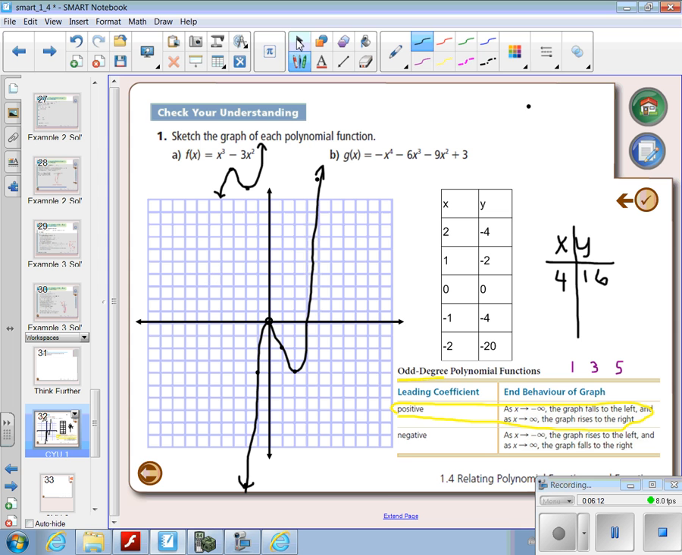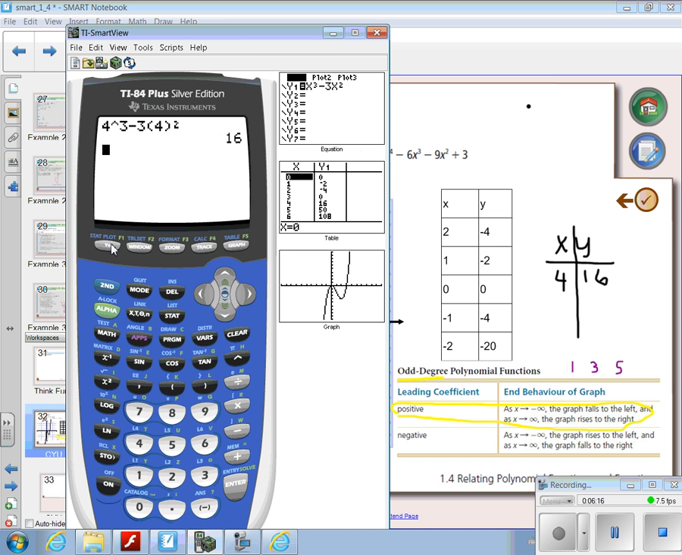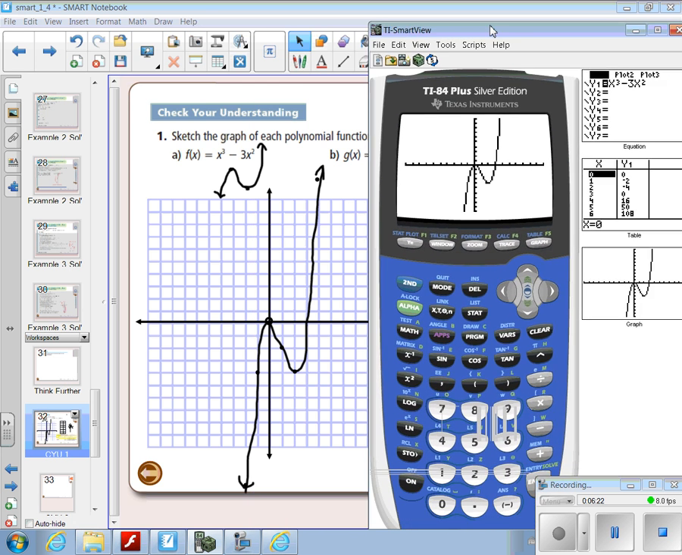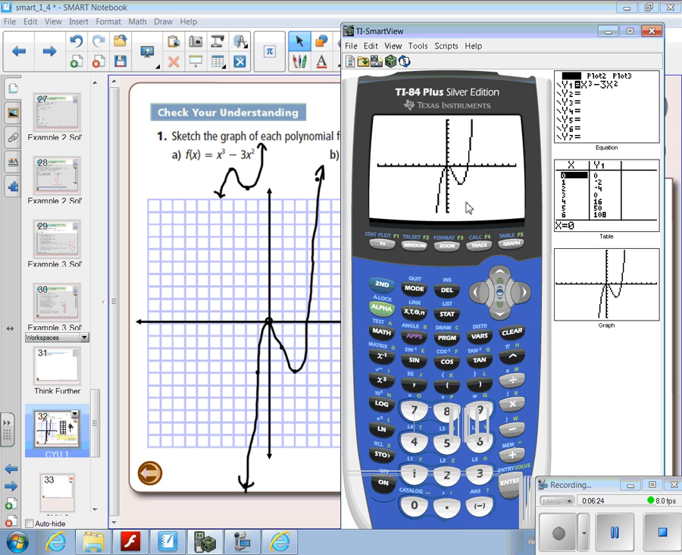I'm going to double check my answer on the calculator. I've got it typed in already. And graph. How's that? Is that close? Looks pretty good. Okay, you can press stop and carry on to the second sketch.